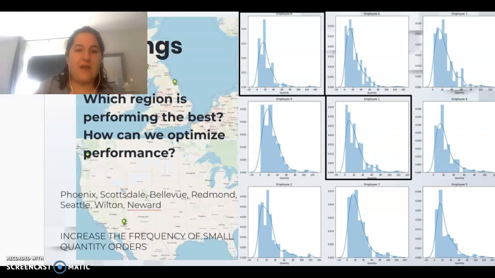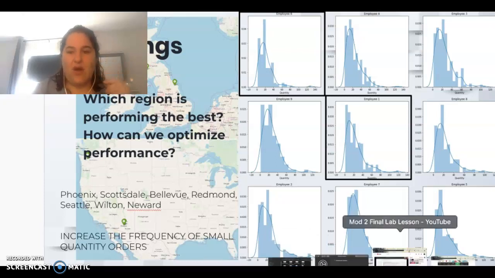The last thing that I wanted to evaluate was employee performance and region performance. And so I found that there are two regions that are outperforming everyone else in the company, and they're in the UK and the Western United States. And the specific cities that are performing are listed here: Phoenix, Scottsdale, Bellevue, Redmond, Seattle, Wilton, and Newark. And specifically, there are two employees that are driving this optimal performance.